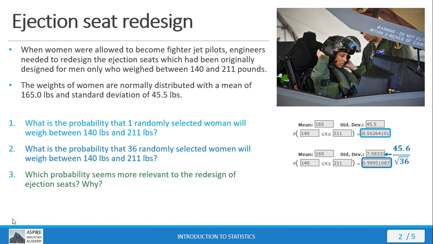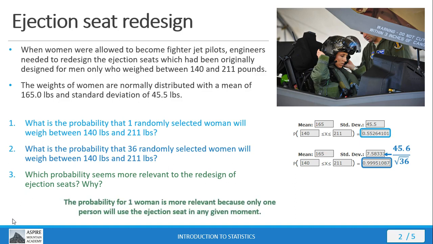Okay, I gave you a moment to make your answer, and I hope you said the first probability. The probability of 1 woman is the more relevant one because only 1 woman is going to be sitting in the ejection seat at any one time. So you're not going to select 36 that are going to be sitting in the seat at the same time. You're only going to be selecting 1 to sit in the seat.